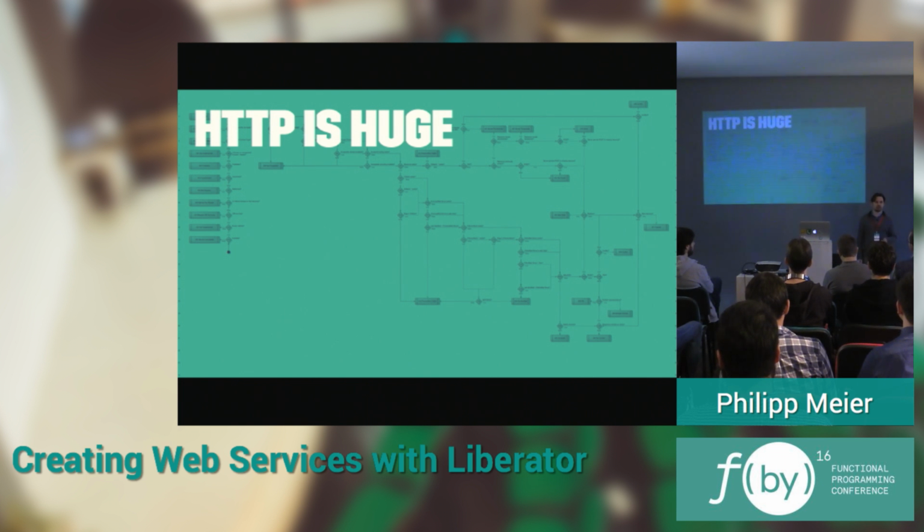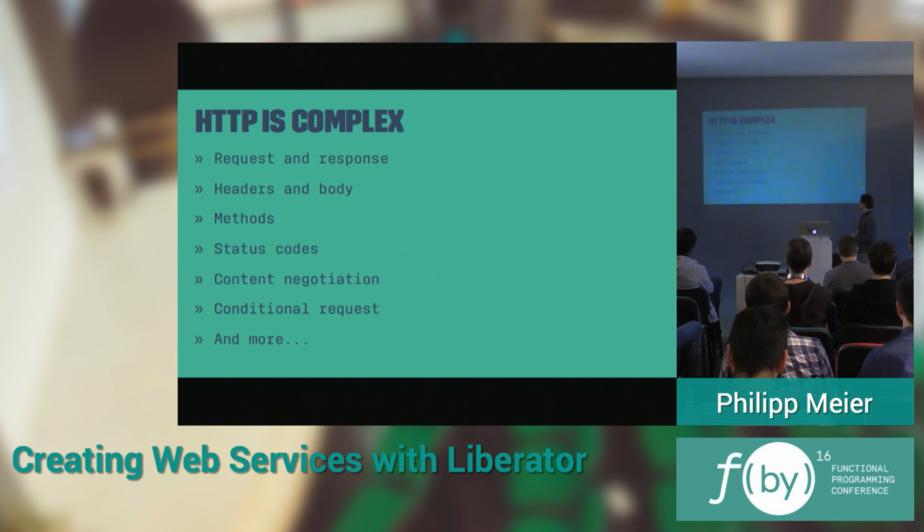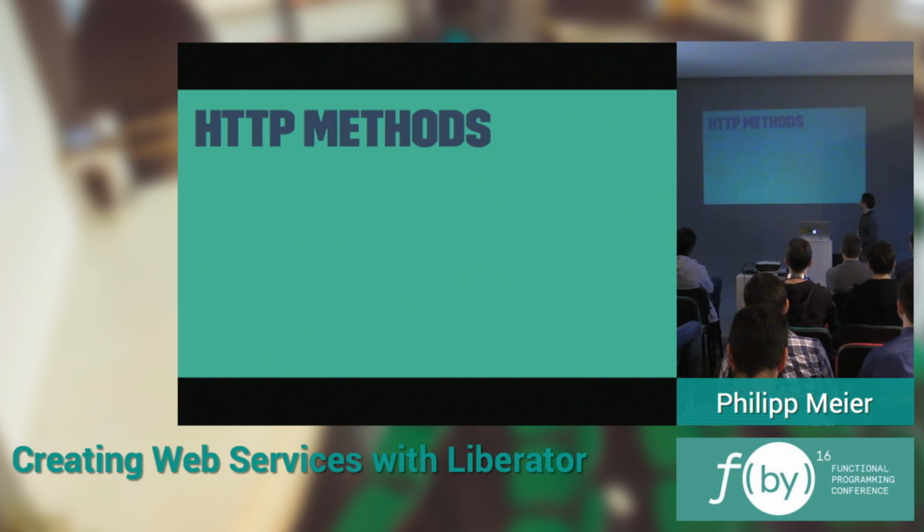HTTP is actually huge if you want to support it semantically correct. It's also complex. You have requests and responses, headers and body, methods, status codes, content negotiation, conditional requests, and even more. And this is only the semantical level, the application layer on top, and not the wire level. HTTP/2 nowadays has all kinds of weird transport level wire network protocol, which we as application developers normally can ignore, which is a good thing.